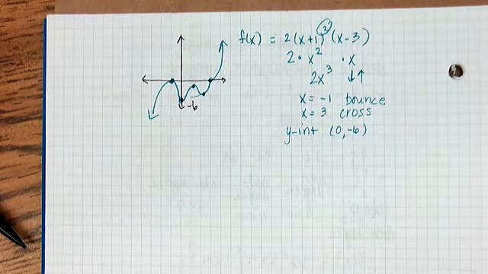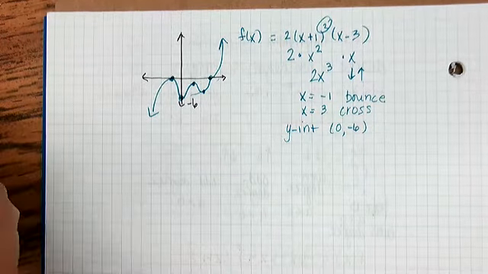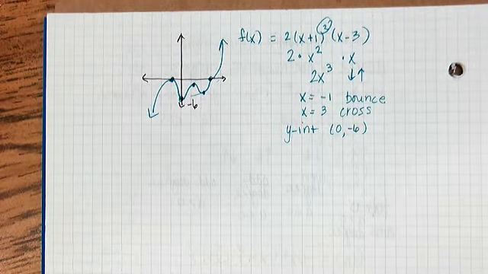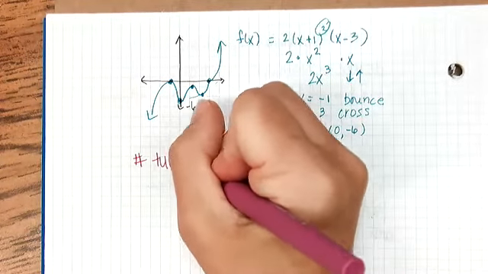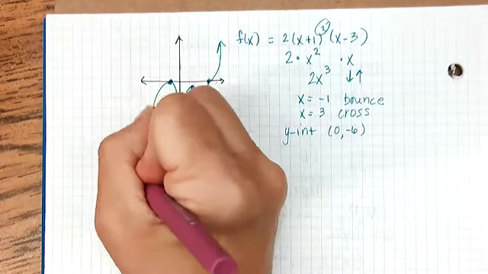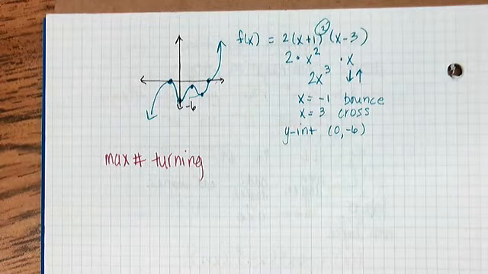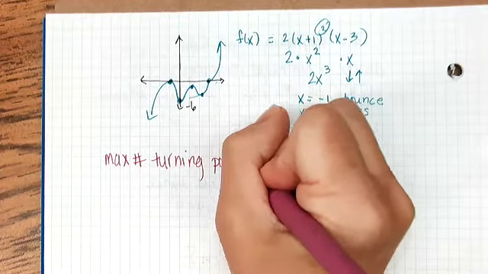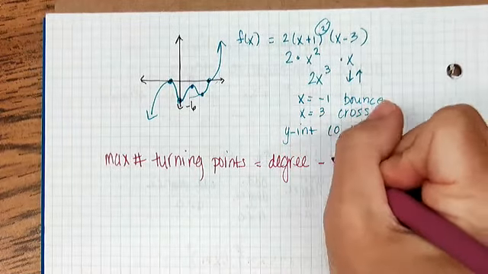Well, there's a rule for turning points. The maximum number of turning points, where the graph goes from increasing to decreasing and vice versa, is equal to the degree minus 1.